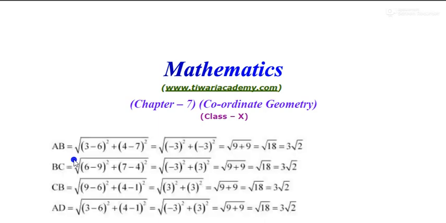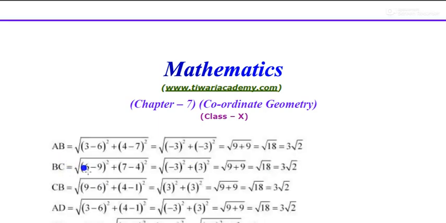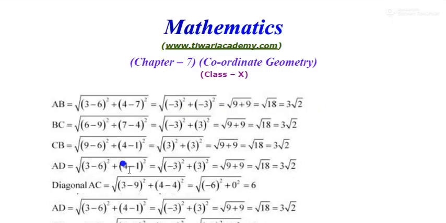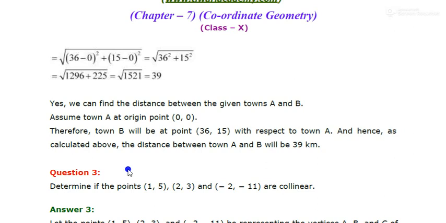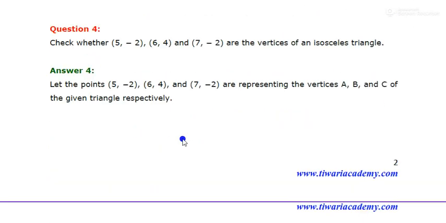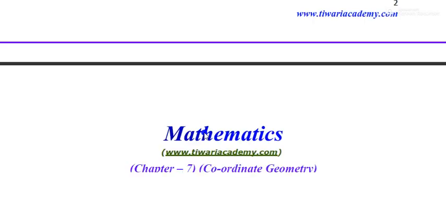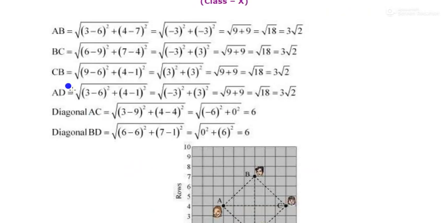So this is AB. Now what is BC? BC is root of 6 minus 9 whole square plus 7 minus 4 whole square, that is 3 root 2. See here, AB is 3 root 2 and BC is 3 root 2. Now again find CD, that will again be 3 root 2, and AD, that will again be 3 root 2.